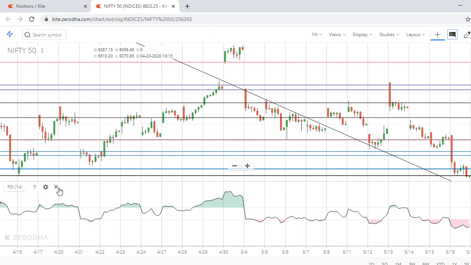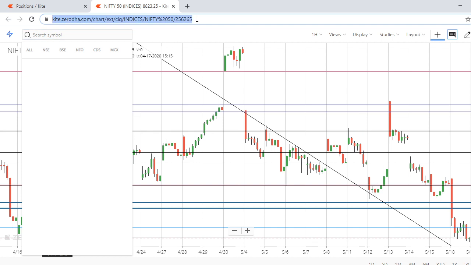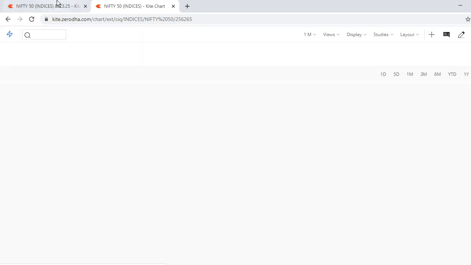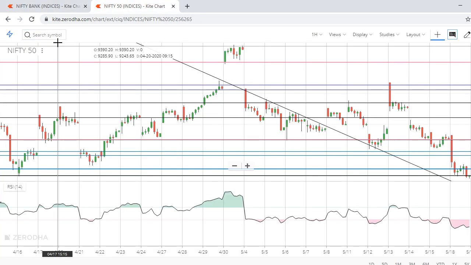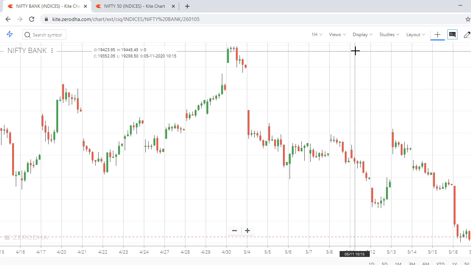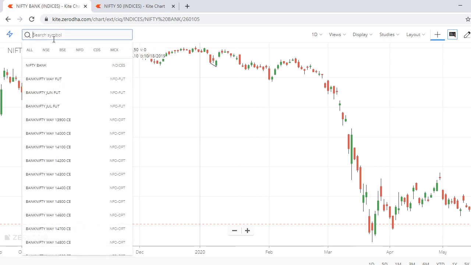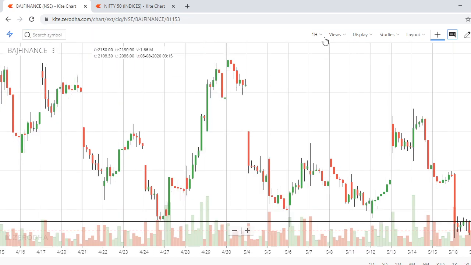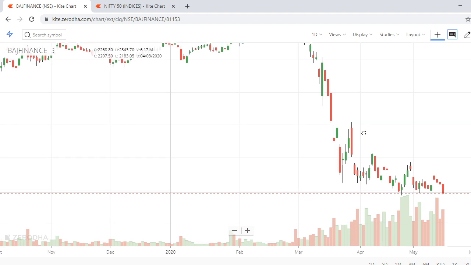Let's suppose, take Bank Nifty, and let's now go to, or else we'll take another stock. Bajaj Finance lost the support.